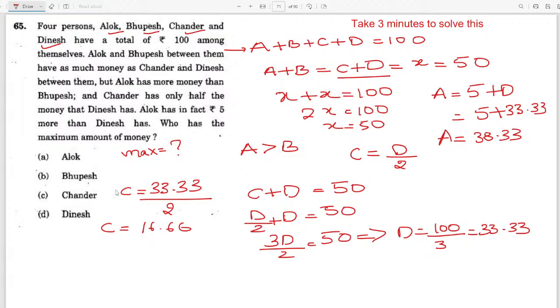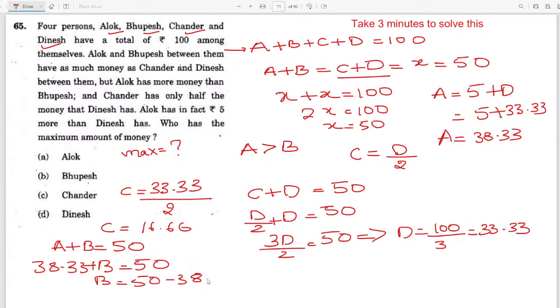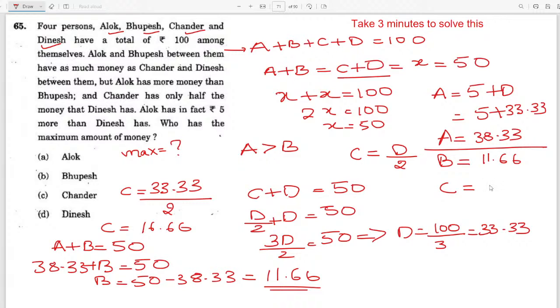So we have A plus B is equal to 50, and A is equal to 38.33, so 38.33 plus B is equal to 50. So B is equal to 50 minus 38.33, and this is equal to 11.66. So we have A 38.33, B 11.66, C 16.66, and D 33.33.